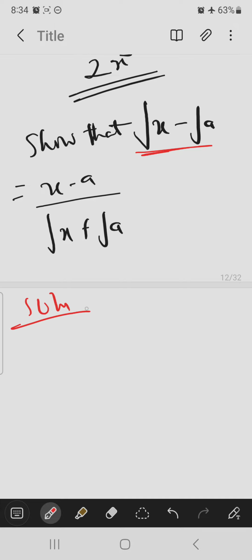So solution. From the left hand side, we have root x minus root a. I'm only showing you where you can write it for explanation, but you are not doing theory.